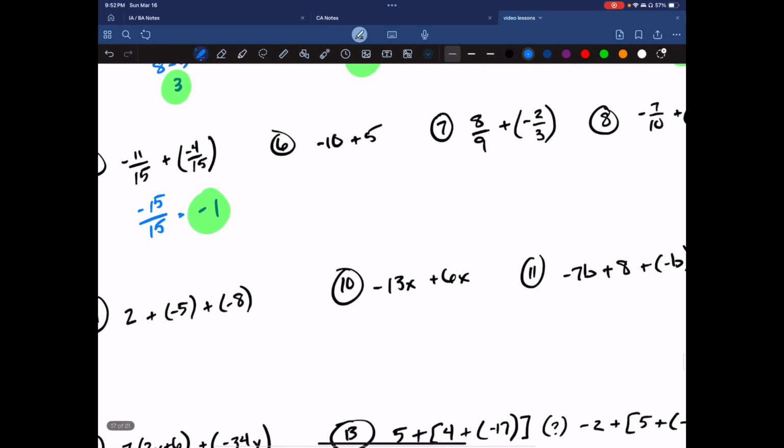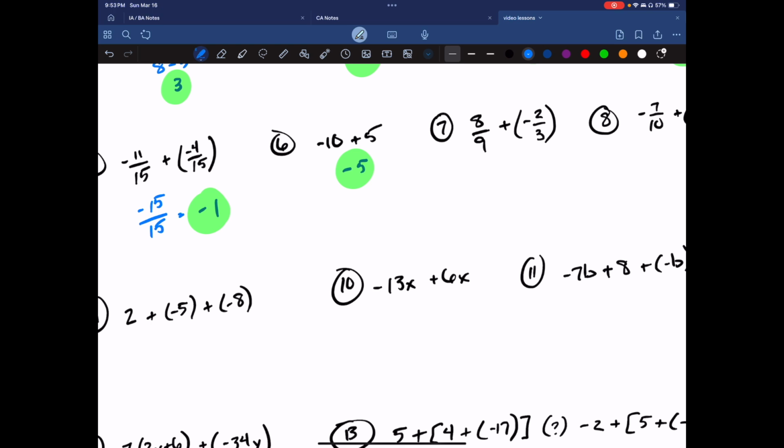Right? On number six, again, you have opposite signs. You have a -10 and a +5. So here I'm going to subtract and take the sign of the larger number. In this case, 10 is the larger number. And so my final answer is going to be negative. So 10 minus 5 is 5. And then because 10 is larger, my answer is negative.